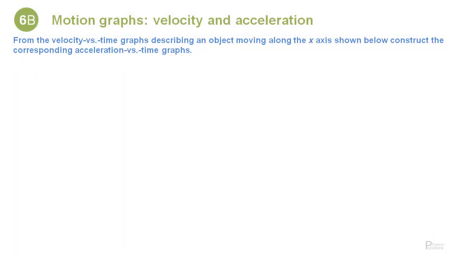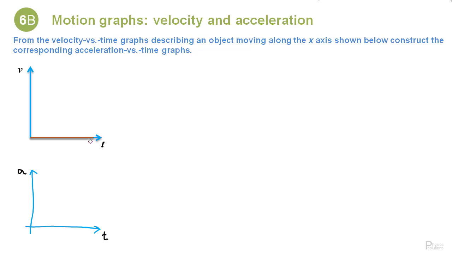From the velocity versus time graphs, describing an object moving along the x-axis shown below, construct the corresponding acceleration versus time graphs. The exercise is given in the form of a graph in which the horizontal axis represents time and the vertical axis represents velocity in this case. I will start by drawing the axis of the graph that will represent acceleration versus time. We have the time in the horizontal axis and the acceleration now on the vertical axis.